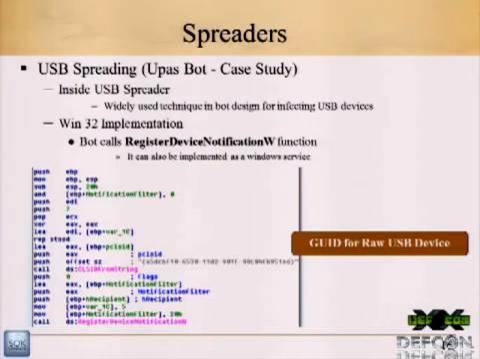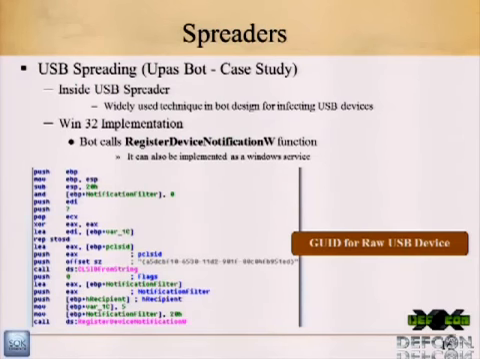We were analyzing UPass bot, a new upcoming breed of botnet, and it's pretty sophisticated. They have implemented a pretty good spreader called a USB spreader. This technique worked previously, but it's still working fine, and they have implemented it really well. We'll show you through this case study how we can build a signature very easily.